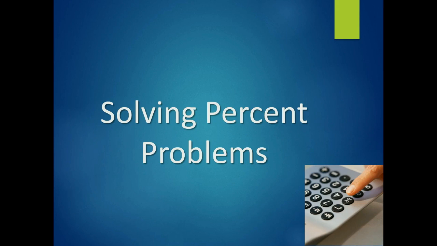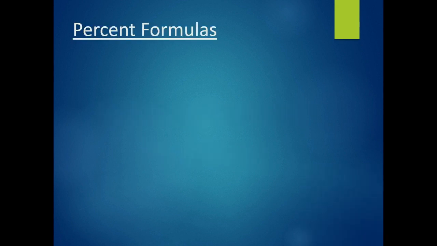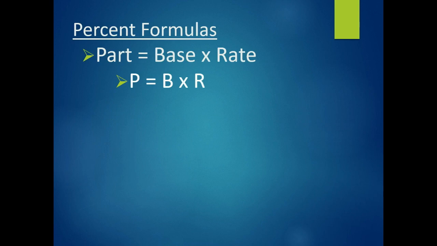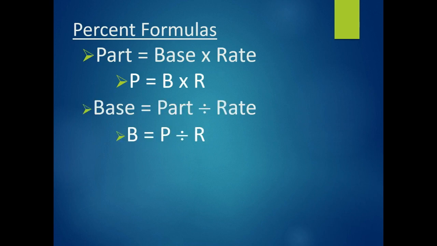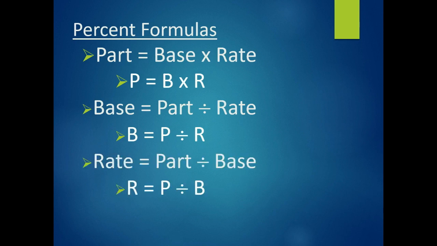A percent problem has three components to it: base, part, and rate. To solve a percent problem, we need to know two of the three components. If we're looking for the part, we will take base times rate. To solve for base, we will take part divided by rate. To solve for rate, we can take part divided by base.